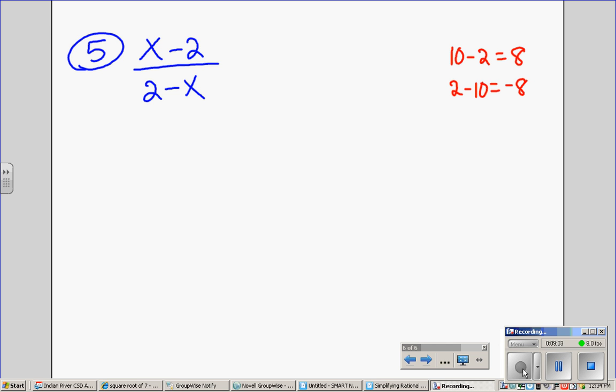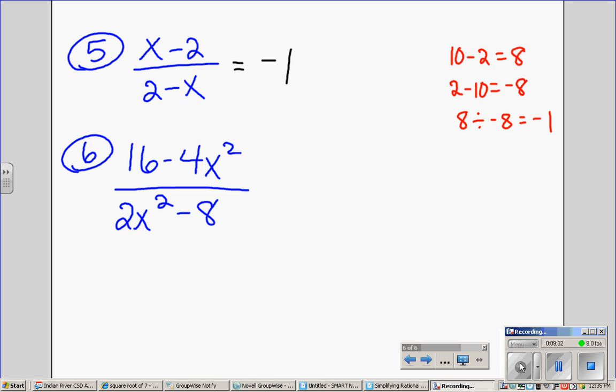So if I'm dividing opposite numbers, 8 divided by negative 8, that's going to equal negative 1. And that's going to happen every single time. So be aware and look out for that. When you have factors that are subtraction and it's reversed, they cancel out to a negative 1. Adding does not work that way, only subtraction. This is the last one we're going to do together before you practice.